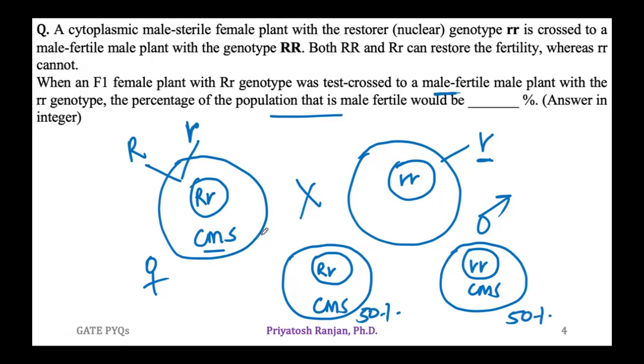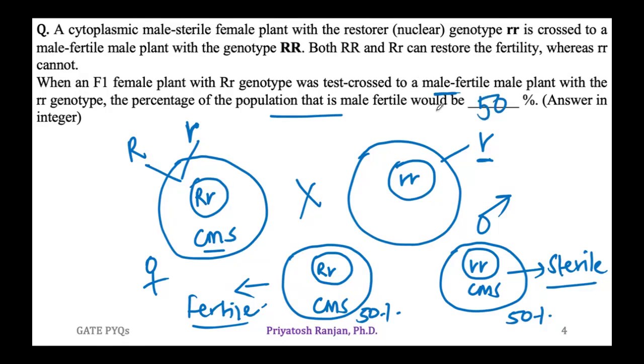So 50% this kind of genotype and 50% this kind of genotype. Now remember, the presence of a capital R is going to make this progeny fertile. Even though the cytoplasm carries the dysfunctional mitochondrial genome, which results in CMS, the presence of the capital R in the nucleus results in the restoration of the fertility. However, in this case, this plant is going to be sterile because there is no single capital R in the nuclear genome. So the final answer is that the percentage of the population that is male fertile would be 50%. I hope this answer is clear to each and every one of you. If you do have any doubt, please feel free to comment. Thanks for watching the video.